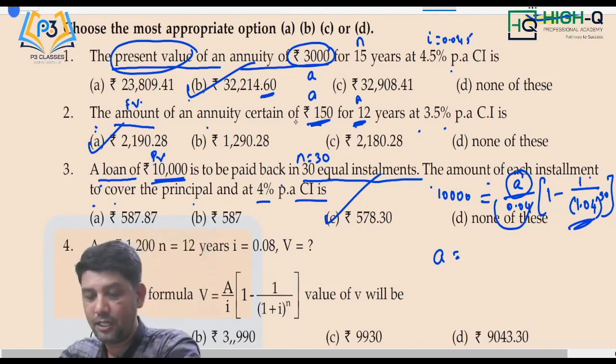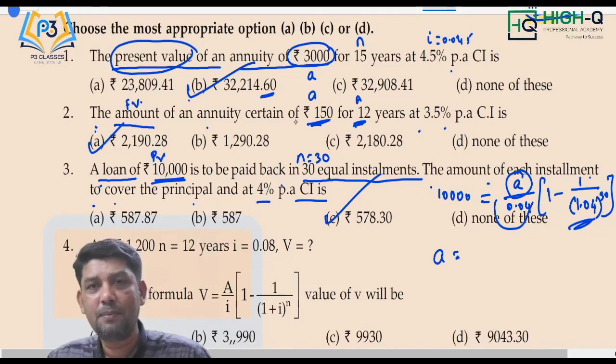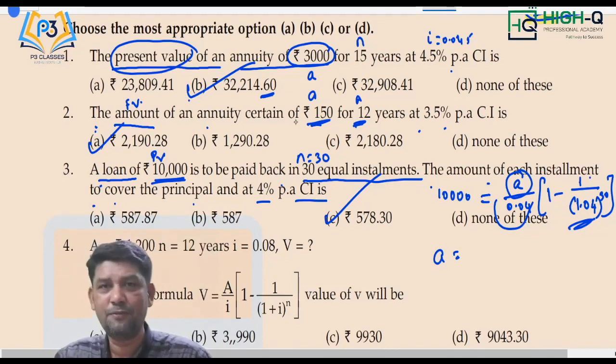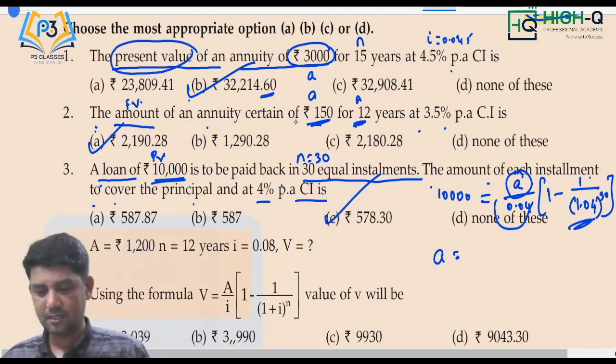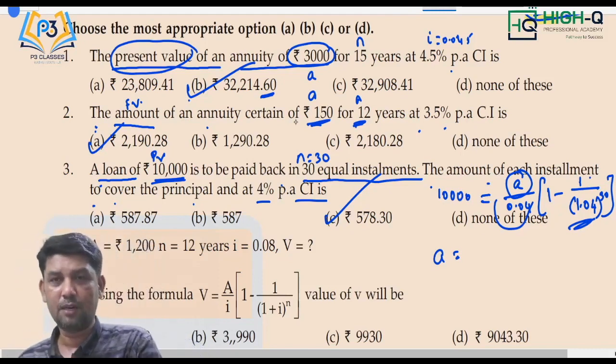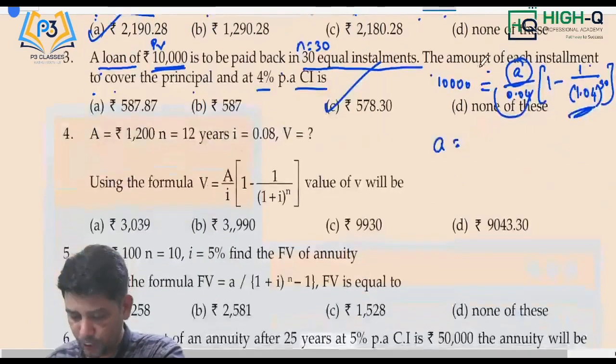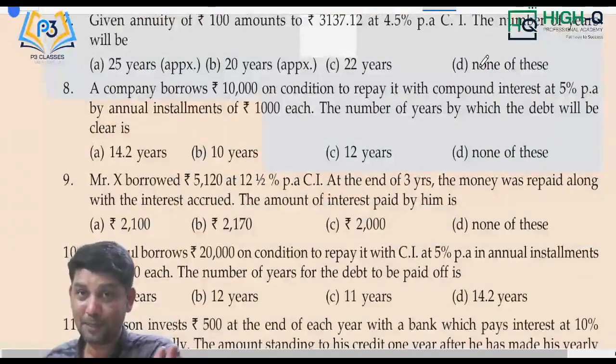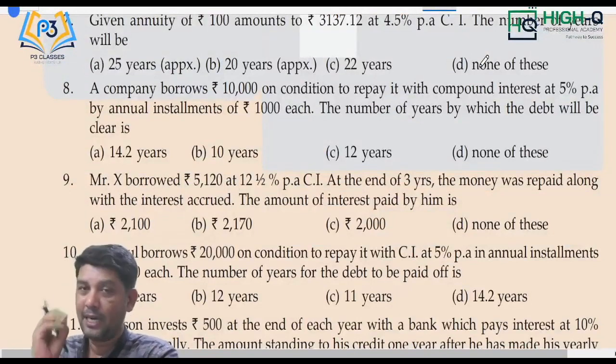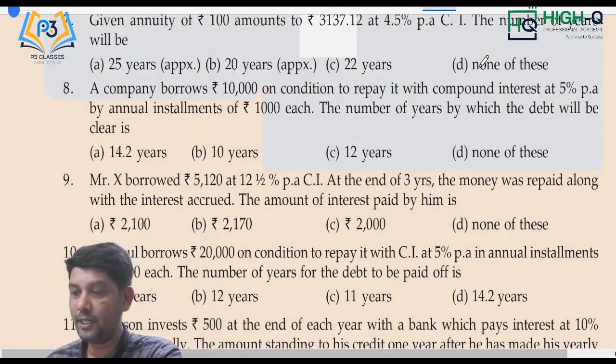Not one by one, step by step. Where's the time for doing step by step, my dear? We don't have time for that. Just learn the calculator method and do it. Now the next one, I'm not doing. Don't expect me to do all the problems. In my fast track batch, I may do all the problems, but now I'm not going to. I'm just giving you ideas about annuity, how to approach.